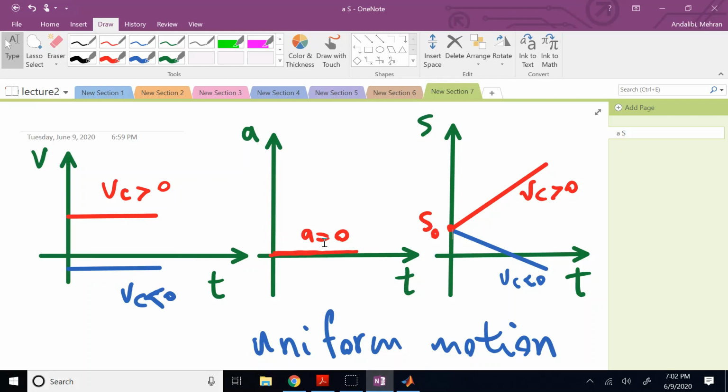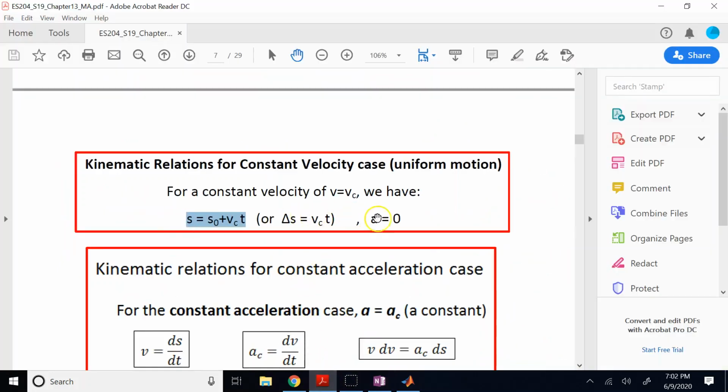Or let's say you are cruising your car on a road that is a straight line, that can be considered a uniform motion. Okay, so there is only one equation for it, s equals s naught plus v times t.